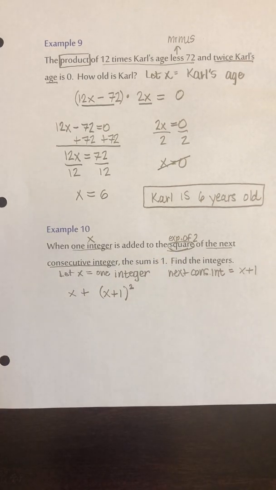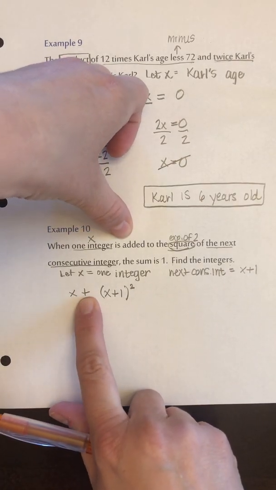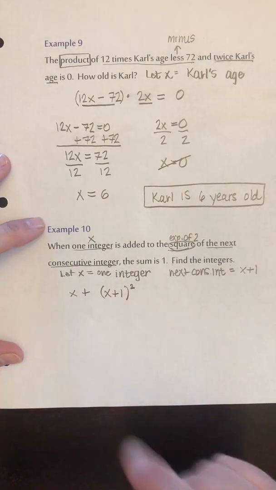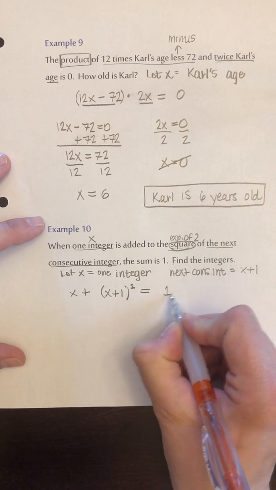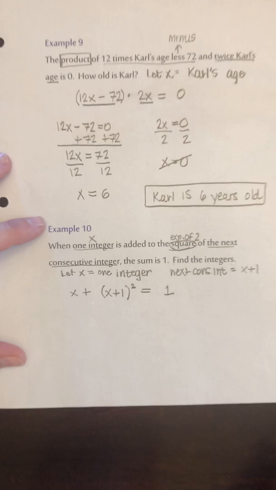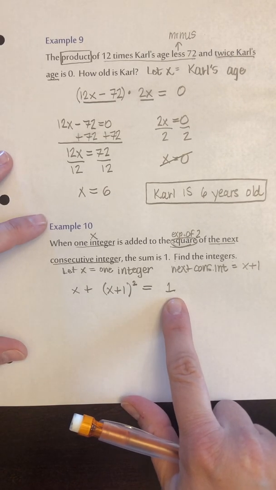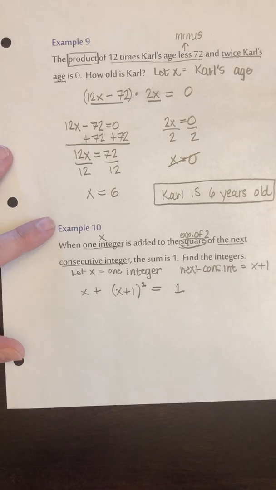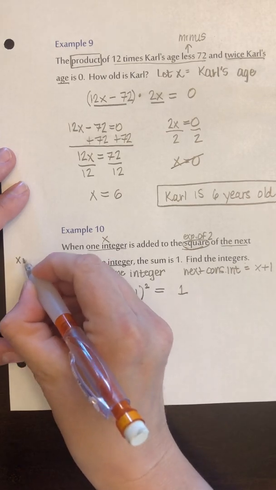All right, so let's look at this again. It says when one integer, which we called x, is added to the square of the next consecutive integer, the sum, that means it's equal to 1. All right, there's a couple things that make this problem different. First of all, this is not a 0, and we're going to need it to be a 0, but we'll do that in a moment. Secondly, we have x plus 1 squared. Now, when we were in chapter 6, there were a lot of you who made a common mistake on your test.